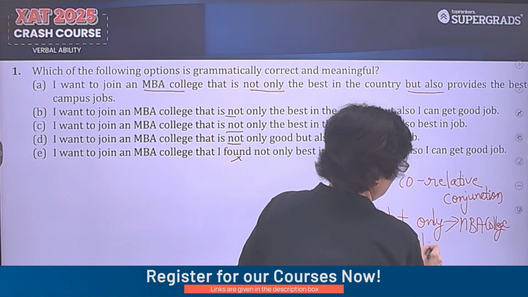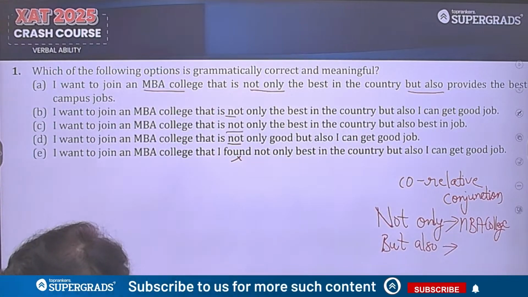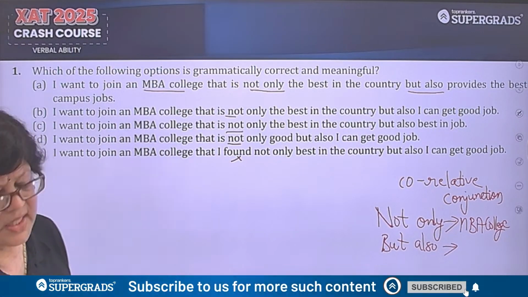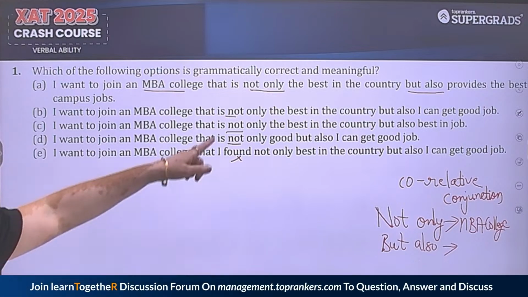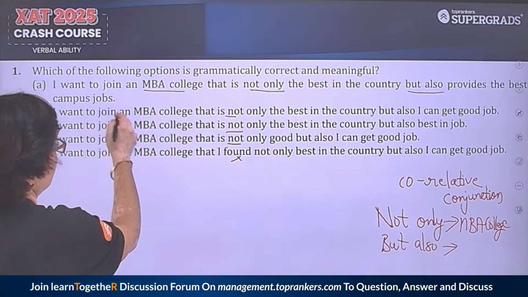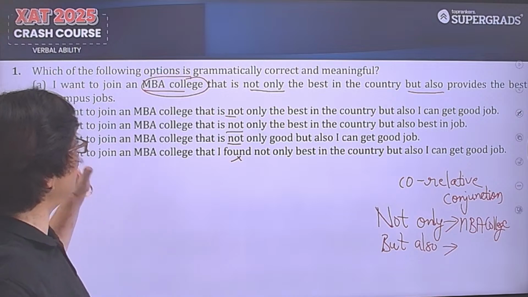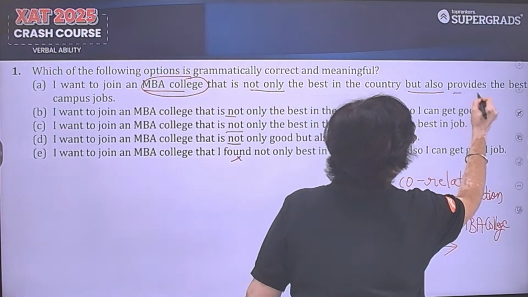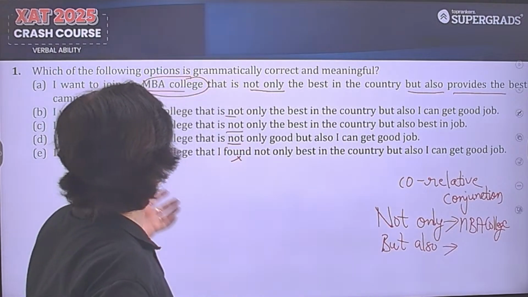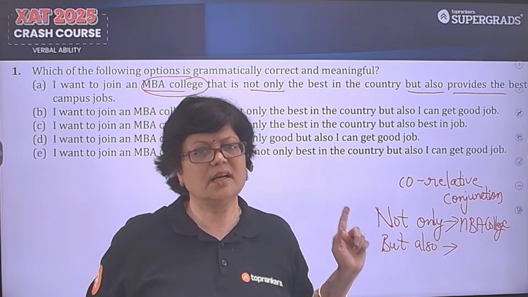but also, now if you judge it carefully, clearly: I want to join an MBA college that is not only the best in the country, but also provides the best campus jobs. So about the MBA college we are talking in the first part, we find this is not only the best, but also this provides. What provides the best campus jobs? This particular MBA college, which the speaker is talking about.